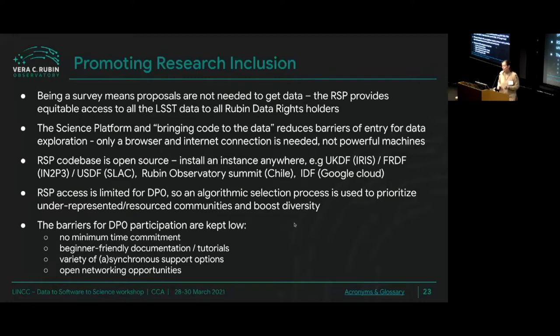Our code base is open source. We have several instances running in the UK and France, at the US data facility at SLAC. We also have an instance running at the Summit for our commissioning work, and we have an instance running at the cloud. So if you want to deploy an instance of the science platform, you could go to GitHub, you could get the code and you could deploy it if you want. And in terms of access to the data previews, we're putting a lot of effort into making sure that we prioritize underrepresented and under-resourced communities to try to boost diversity and help people typically with fewer resources to get started to get involved with this program.